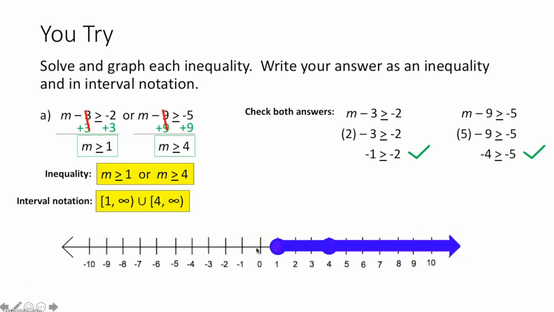So what do I do? Well, because it's an or compound inequality, it means that we're going to keep both of these graphs on our graph. We want both of them. Meaning that this m greater than or equal to 4 is basically useless. It's meaningless because we already have m greater than or equal to 1. So we don't need that. We just need m is greater than or equal to 1. That takes care of the m greater than or equal to 4.